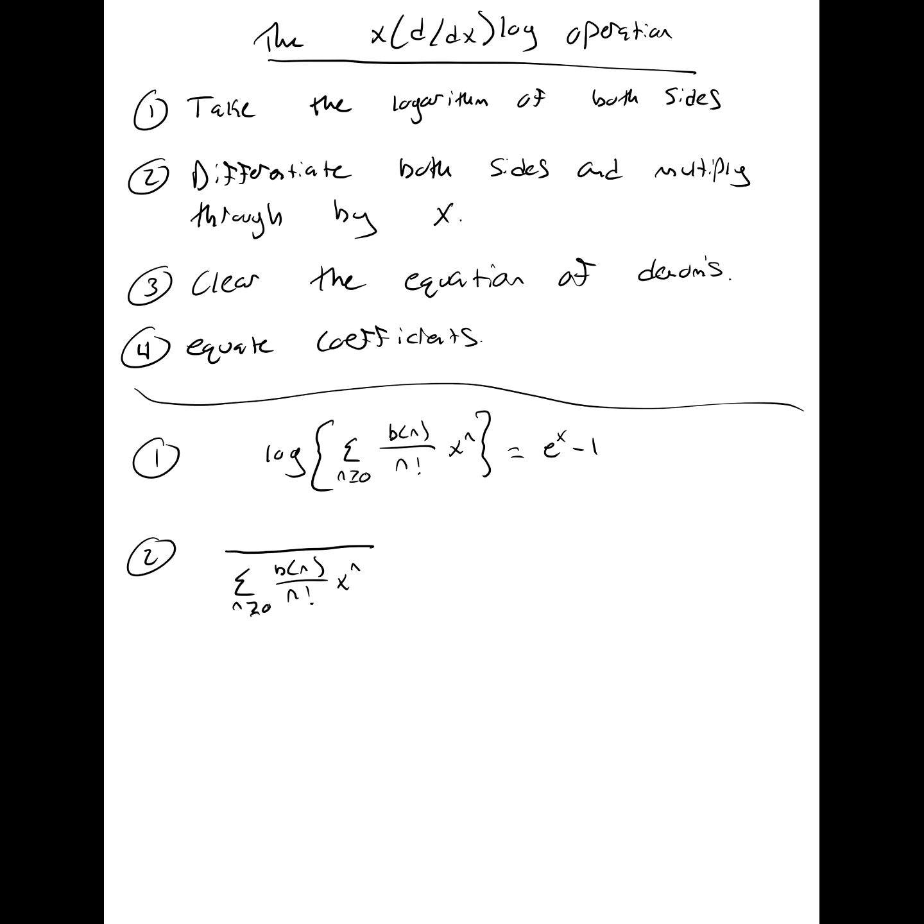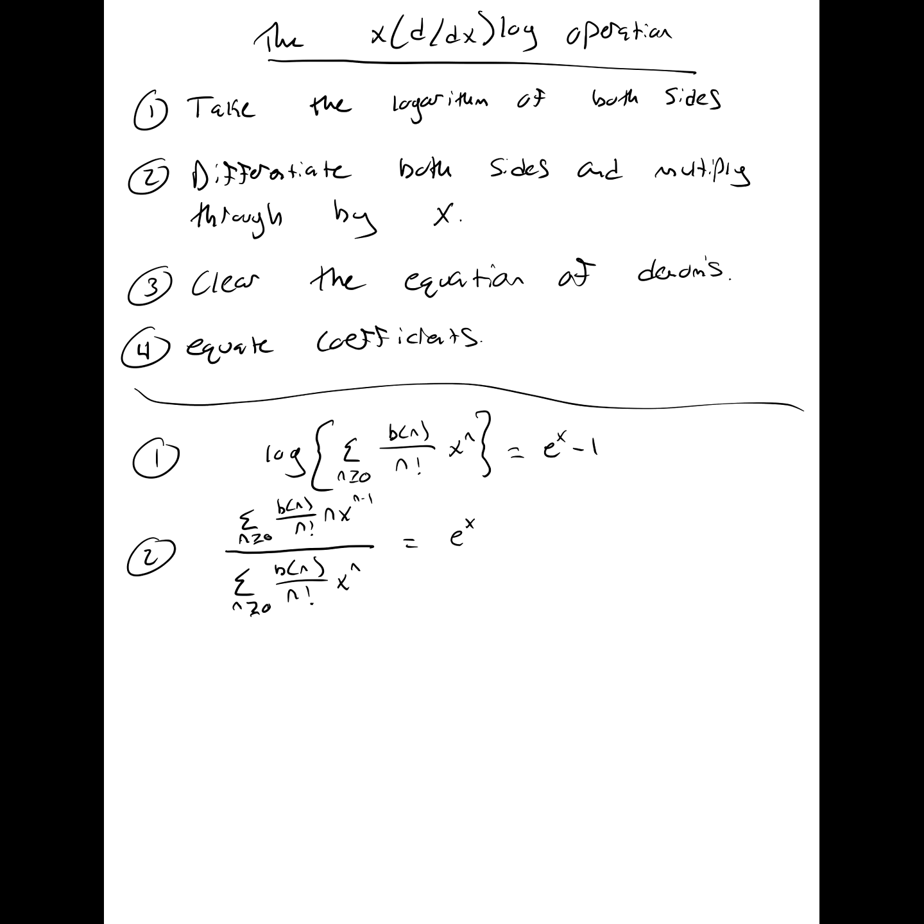And by the chain rule, we're going to have to multiply by the derivative of the inside function here, which we can do term by term. So we're going to write our coefficients, which are b of n over n factorial. Then we're just going to differentiate x to the n, which is just going to be n times x to the n minus 1. And this will be equal to e to the x, because notice I didn't write the negative 1 since I differentiated it. I differentiated e to the x minus 1 to get e to the x.